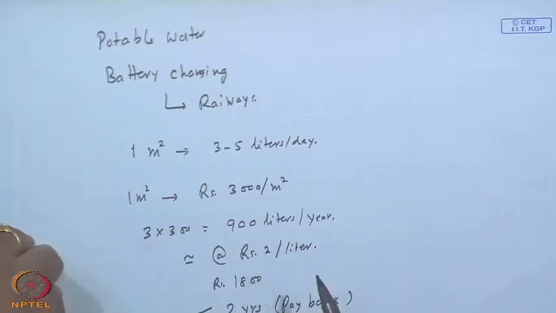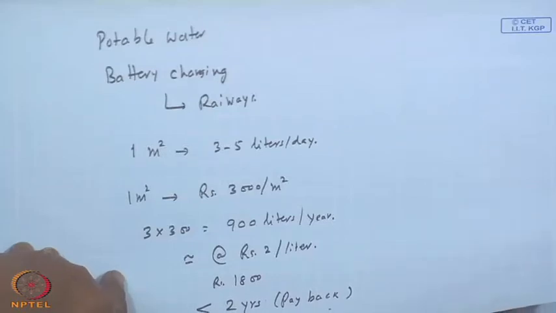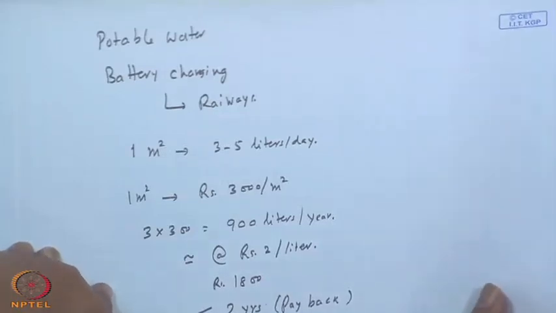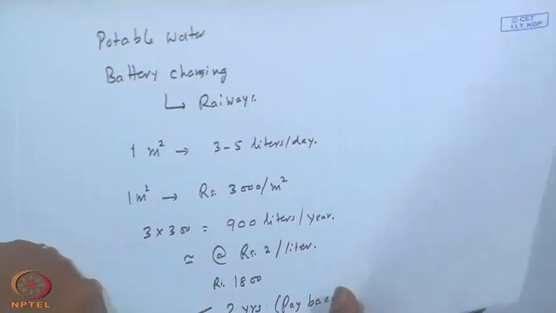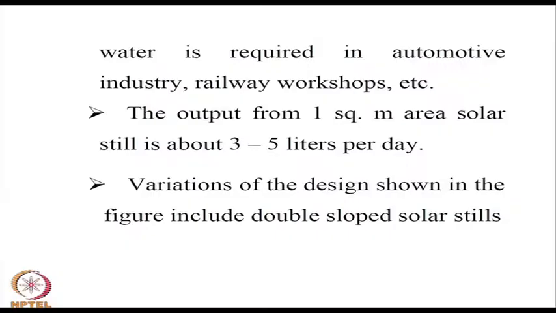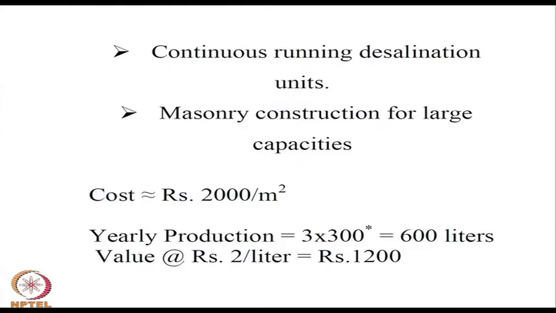This may be a bulk rate for the liter, but if you buy for your battery charging, the last I remember is at least 6 rupees per liter I paid, that may be about 10 years back. So, if you compare with the commercial requirement of the distilled water, solar desalination units compare very favorably from the economics point of view also. So, one can think of variations.